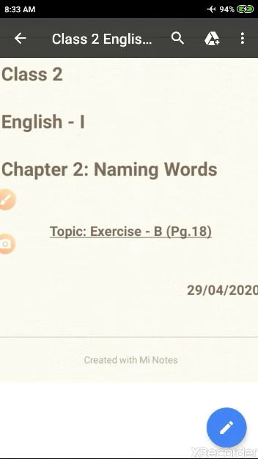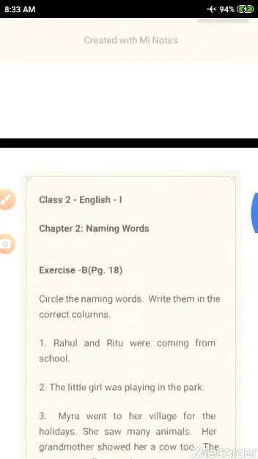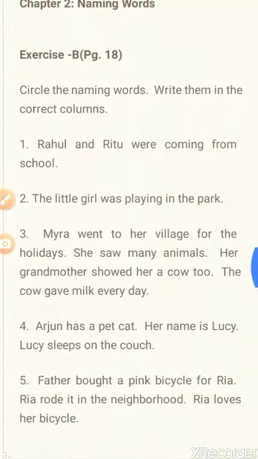Rahul and Ritu were coming from school. So here we see Rahul, Ritu and school are the naming words, because if you remember in my last exercise, I told you when we want to find a naming word, we have to ask the question, is this word a name of a person, place, animal or thing? If you get the answer yes, then that word is a naming word or noun.